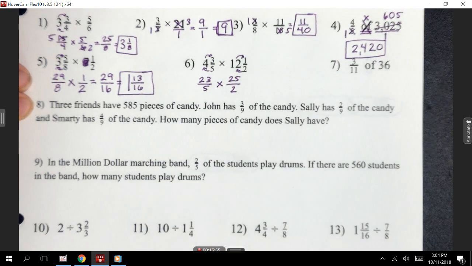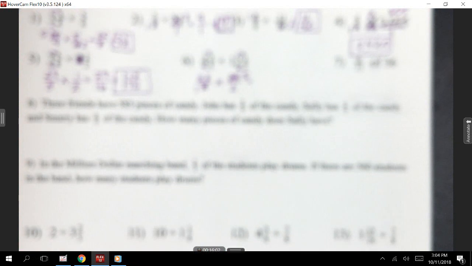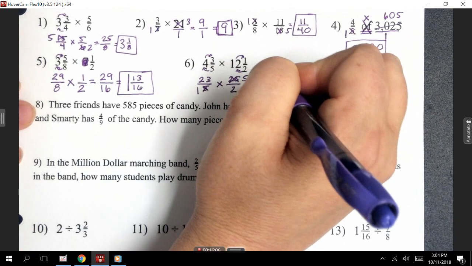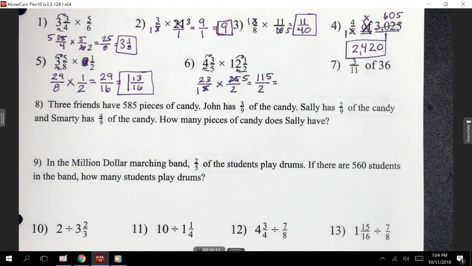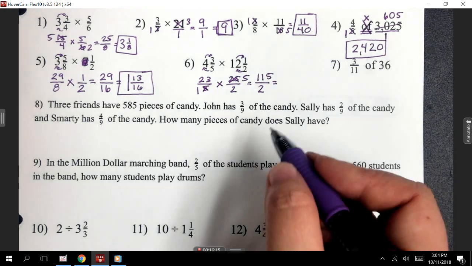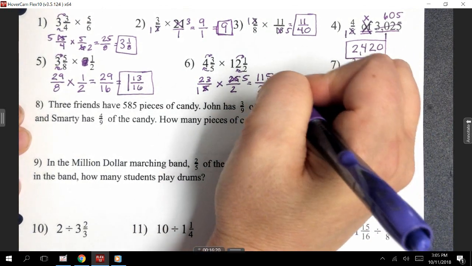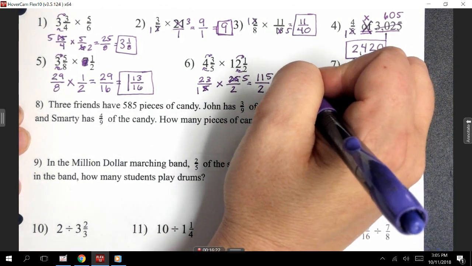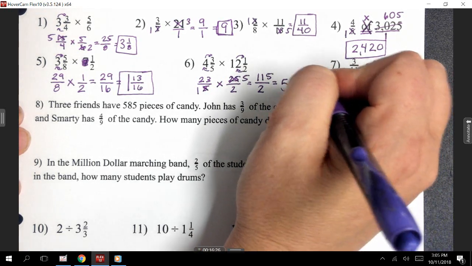Looking here to see if I can simplify. I know 5 will go into 5 once, 5 will go into 25 5 times. So now I'm ready to multiply. 5 times 23 would give me 115, and then 1 times 2 is 2. So now is when I would do that long division over to the side. I know that 2 will go into 11 5 times, leaving 1 left over. 2 will go into 15 7 times, with 1 left over, so I get 57 1/2.